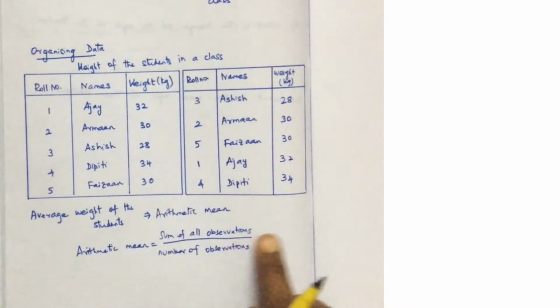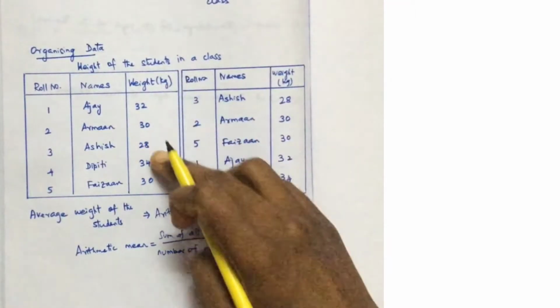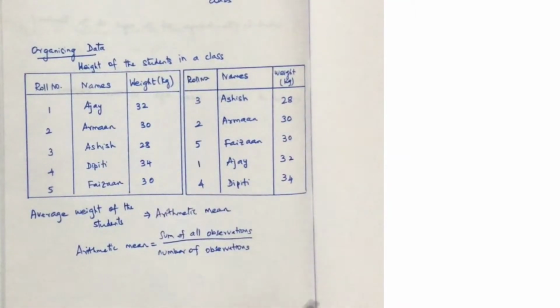That is the sum of all observations divided by the number of observations. I have to count: 1, 2, 3, 4, 5. There are 5 observations in the denominator.